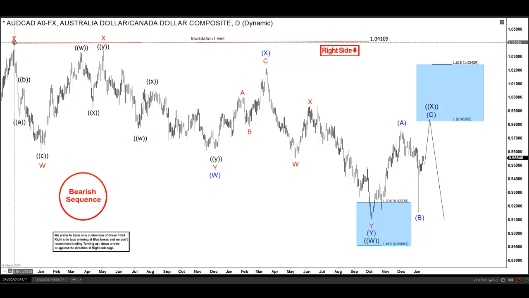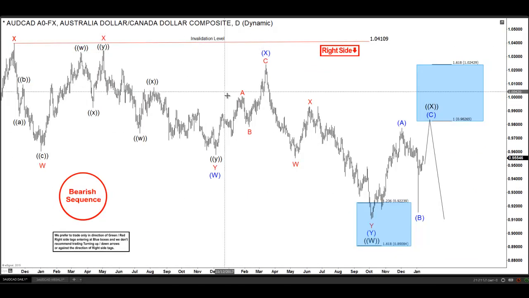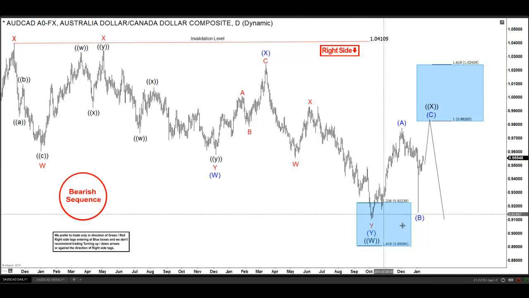So if we drop down to the daily chart of Aussie CAD, this is basically the label chart here with the Elliott wave labels on it, down from this 2016 high, which is this peak over here, the red four. So you can see it is a corrective decline. This cycle ended. It was 1, 2, 3, 4, 5, 6, 7. This cycle has ended. Now this rally looks to be in five waves, followed by a three-wave pullback.